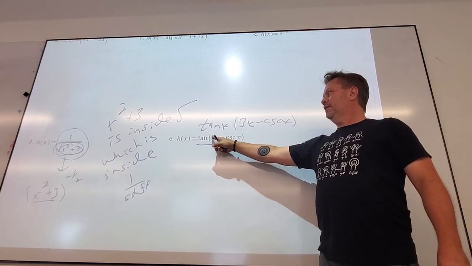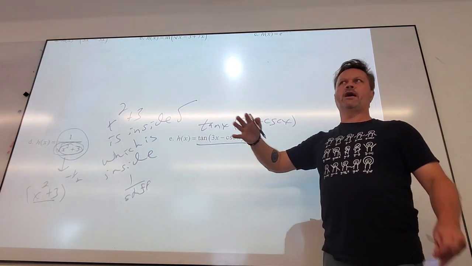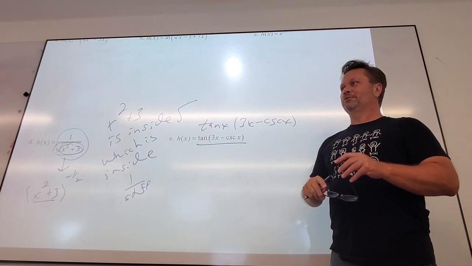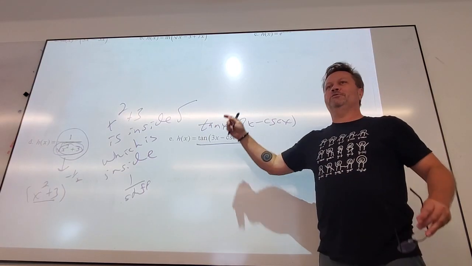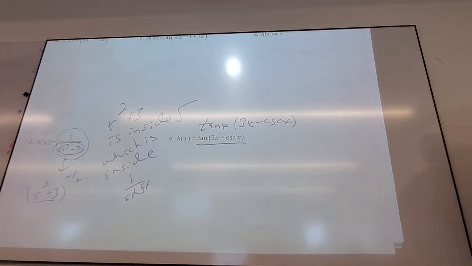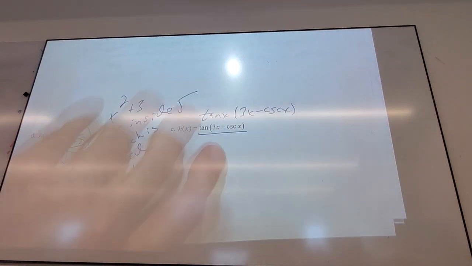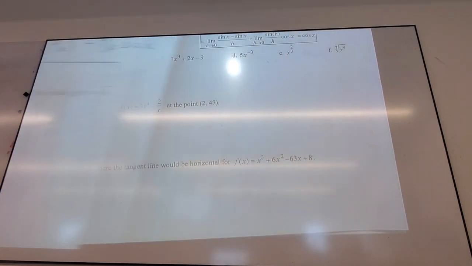This one is something inside of something else. We don't have a rule for that yet. This is what we call the chain rule, but we don't have to know that yet. Okay. Not too bad, right? That by itself, not too bad. Then you have to apply the calculus.